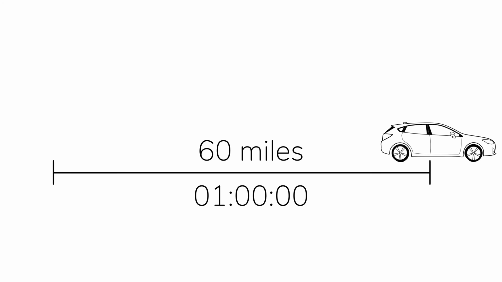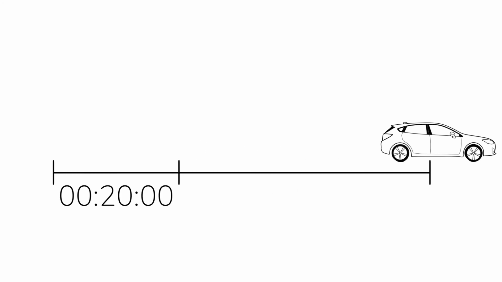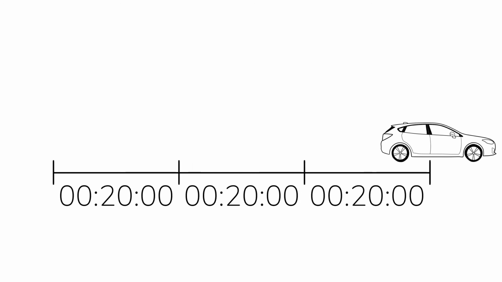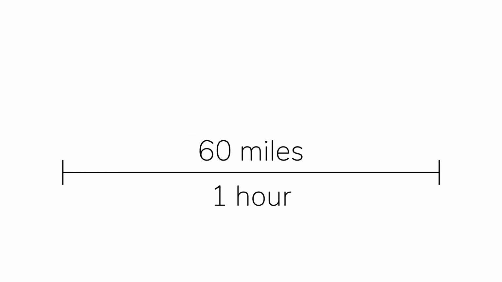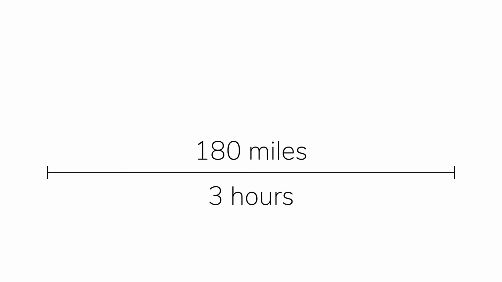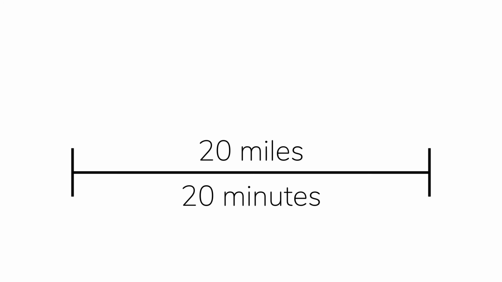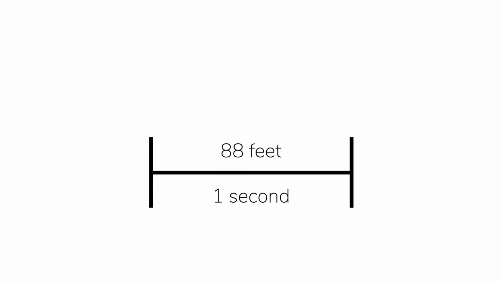Or, if you want to figure out how far you would go in 20 minutes, you could divide that hour into 20-minute segments, each of which is a third of an hour, and figure out that you travel a third of that 60 miles. In reality, then, there are infinite ways to express the speed of 60 miles per hour, whether it's 180 miles per 3 hours, 20 miles per 20 minutes, or even 88 feet per second.